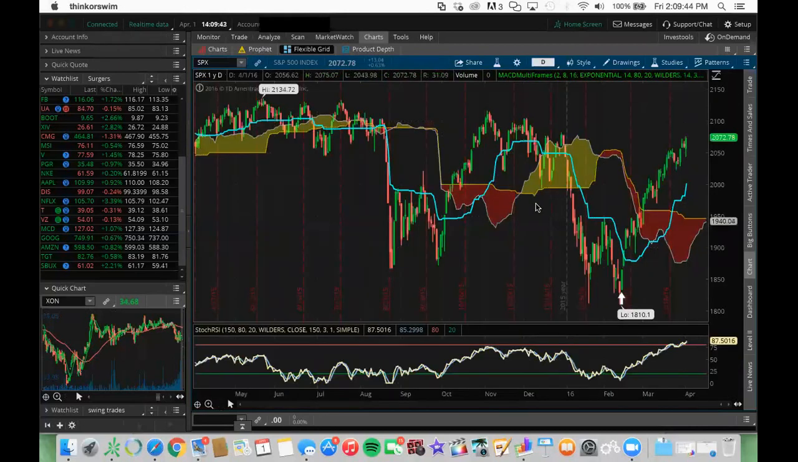But to get really big trends, you can look at the higher time frames. Now, here, you see how it broke down really low. So it's breaking down, coming down.